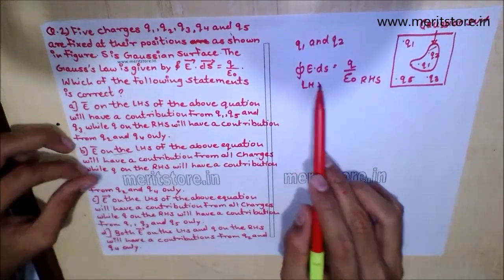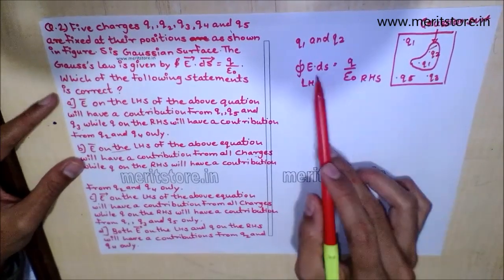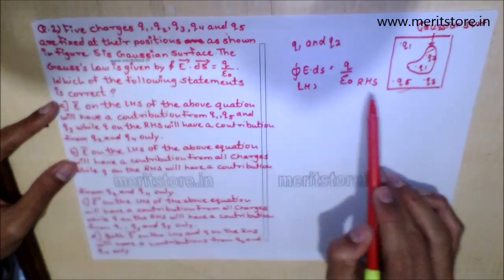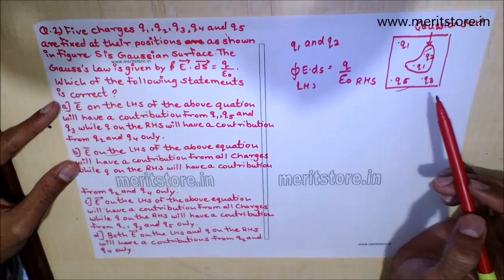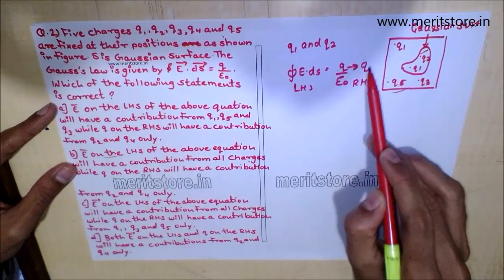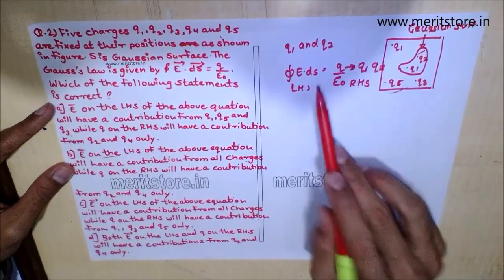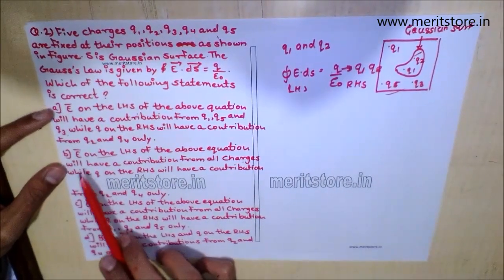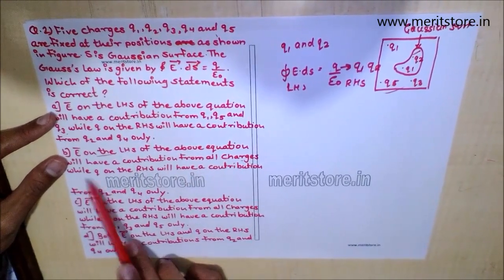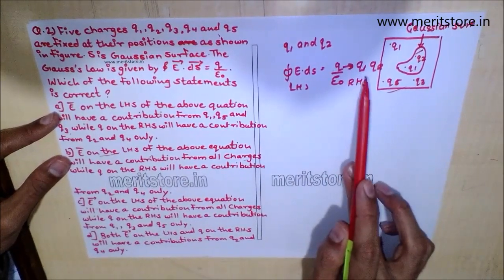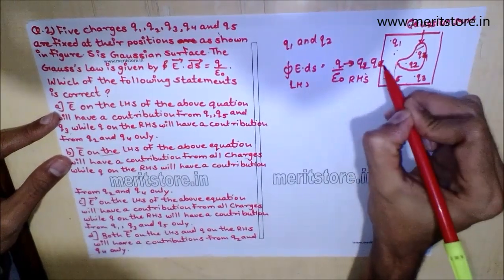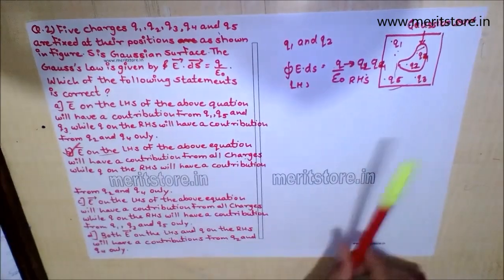So Gauss law states that the integral of E dot dS is equal to Q upon epsilon naught. The electric field intensity E in the above equation will have a contribution from all the charges, but the Q on the RHS will have a contribution only from those charges which are inside the Gaussian surface. The Gaussian surface has two charges, so Q will contribute only from those two charges, whereas on the left hand side E will have a contribution from all the charges. That is option B: E on the LHS will have a contribution from all the charges, while Q on the RHS will have only the contribution from Q2 and Q4. Sorry, this is Q2 and Q4. So the correct option is option B.